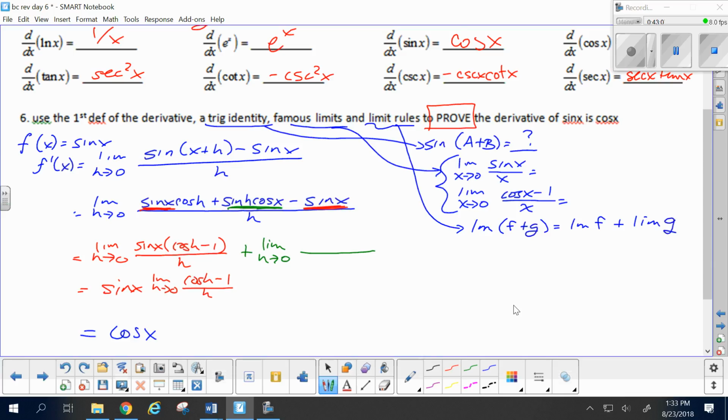I get something like sine of x times that famous limit equals, you should know it, 0. Okay? Sine of x times 0. Now, the green is the single lone term that had nobody to join with. It's this. What shall I do there? Take out cosine. It's an x function, not an h function. And what does that limit approach? 1, and therefore the derivative must be cosine.